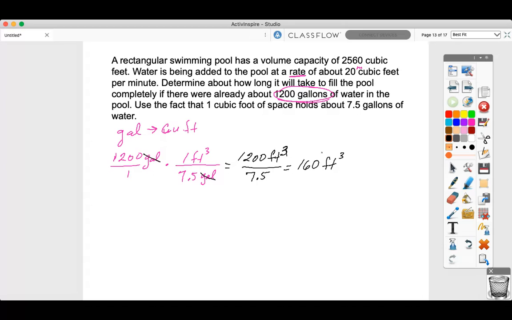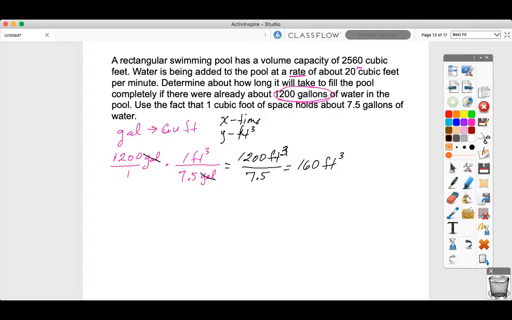So now we know that, so again, let's define our variables. Remember, the slope is change in y over the change in x. So that means that x must be time, because that's per minute, change in x. And then cubic feet must be our y.